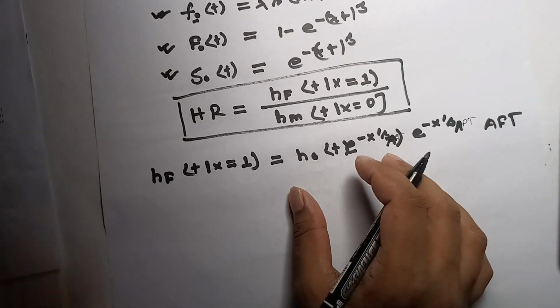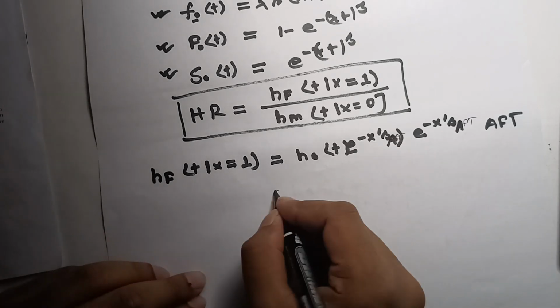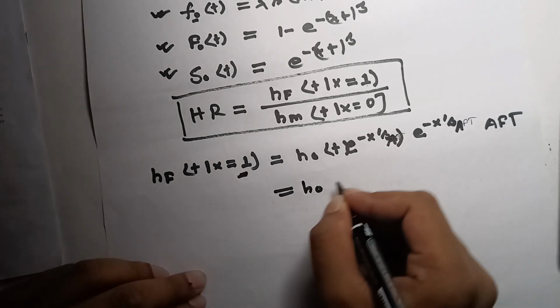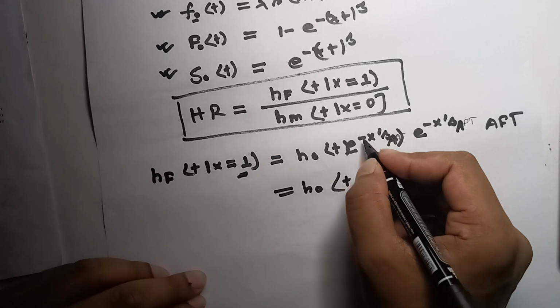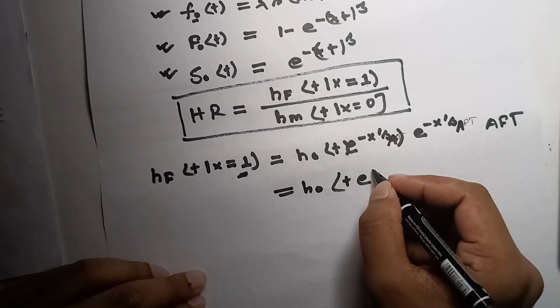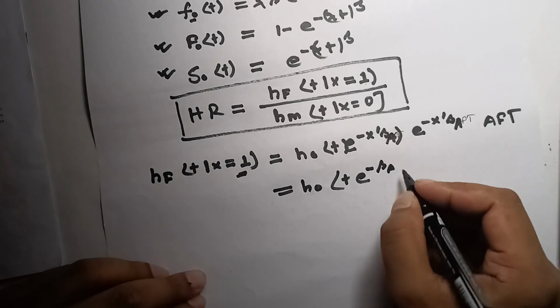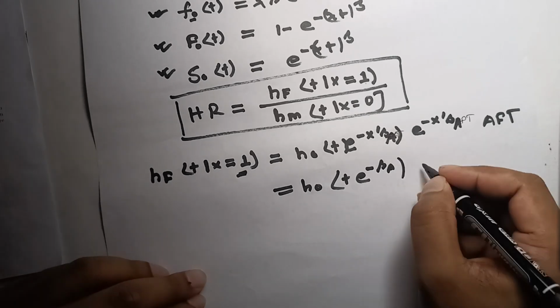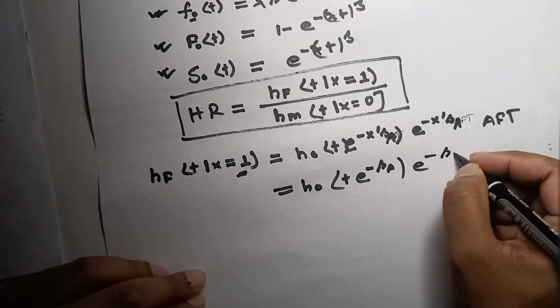Okay, right now, fair enough. I have to put this one value. What will we get? If I put 1 in place of this x, I will get e to the power minus beta A.